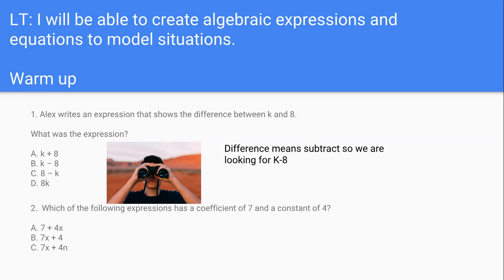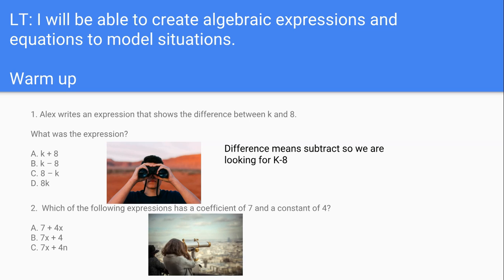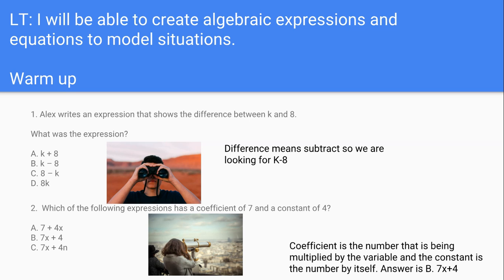Number 2, which of the following expressions has a coefficient of 7 and a constant of 4? So what are we looking for? Well, what is a coefficient? A coefficient is a number that is being multiplied by a variable. Now that variable is an unknown number, usually represented by a letter. Constant is a number all by itself. So we are looking for a number that's being multiplied by the variable next to 7 and a number by itself, 4. So we are looking for B, 7x plus 4.